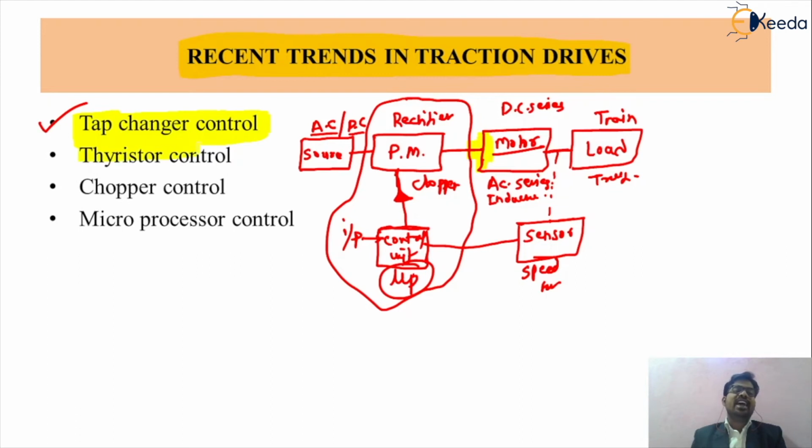Then the second is thyristor control. So what do you mean by thyristor control? In thyristor control, we are using different types of thyristor systems in that particular power modulator. By changing the firing angle of this particular thyristor, we can change the speed of this motor. So this is another system.